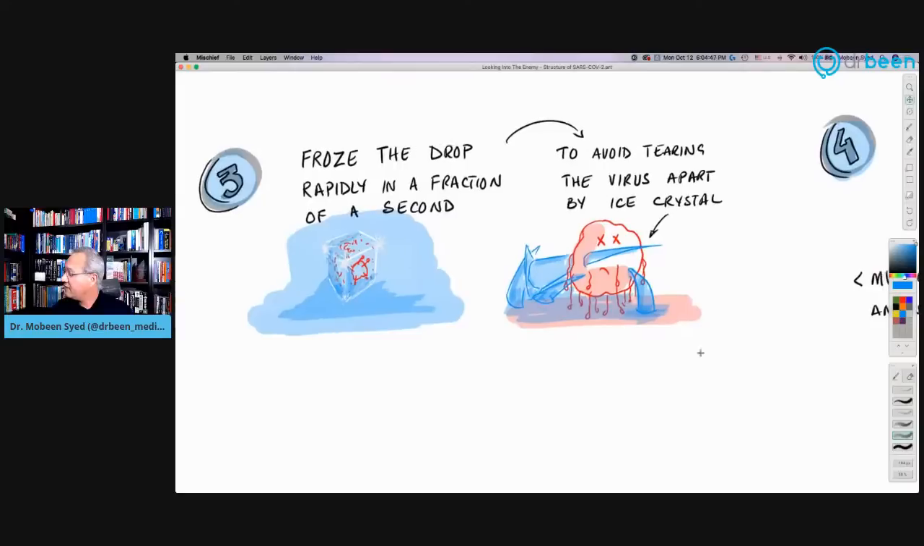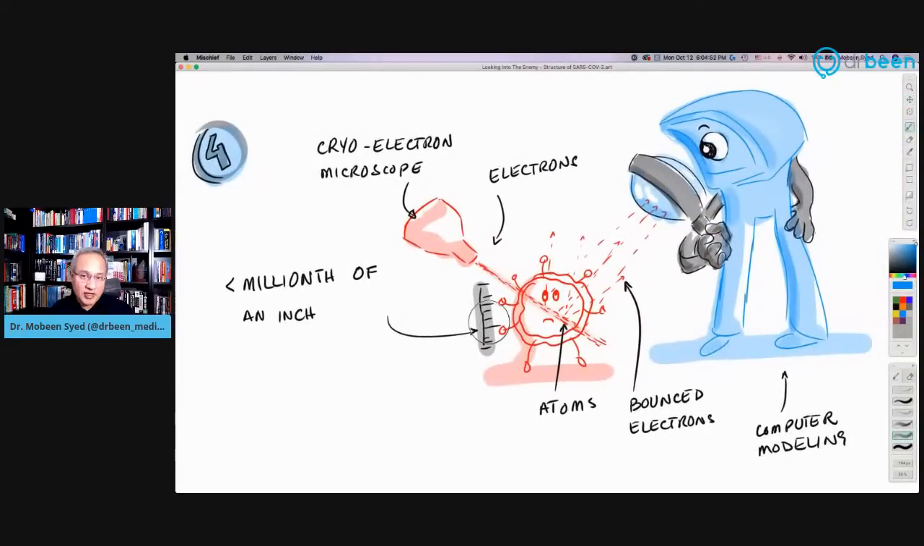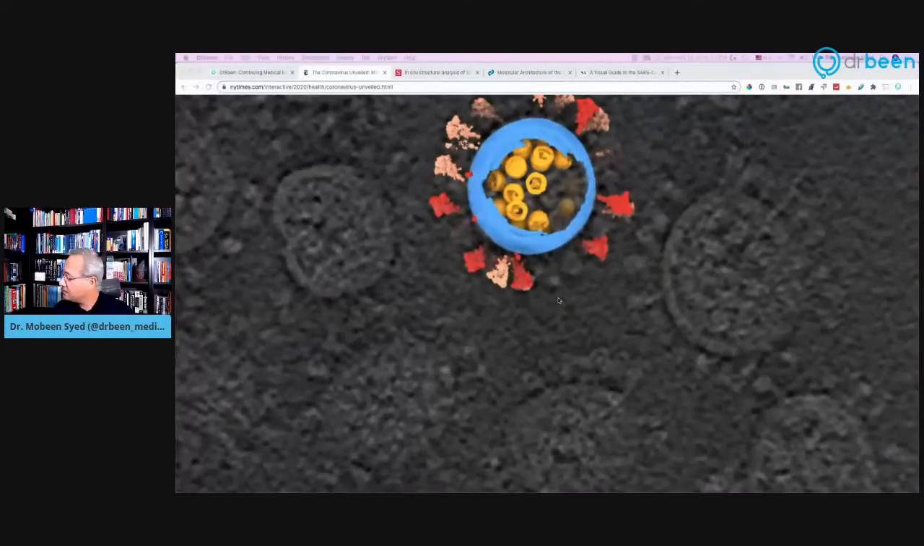So once they have the virus frozen, then they bombard that virus with electrons. And the atoms in the virus would then cause the electrons to bounce off. And those bounced off electrons will be then picked up, and a computer would analyze those bounced electrons and construct a shape of the virus. So that is what they are doing. And look at this here.